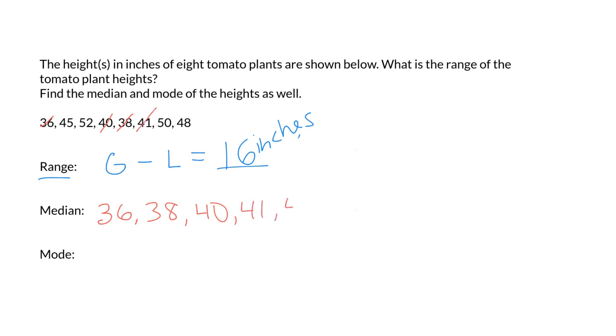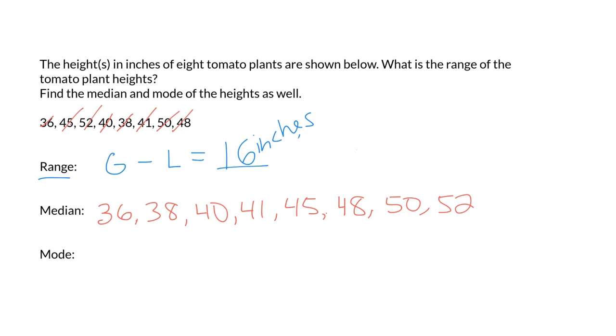41, 45, 48. When I'm all done writing these, I should have 8 of them. 50, and 52. Okay, looks good. 2, 4, 6, 8. Just counting them quick. Okay, let's use green to do this.